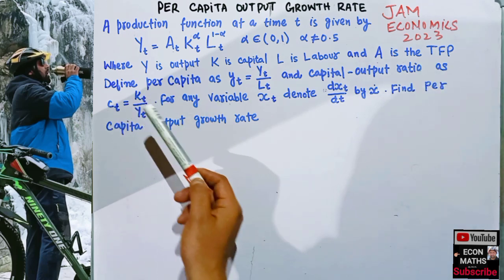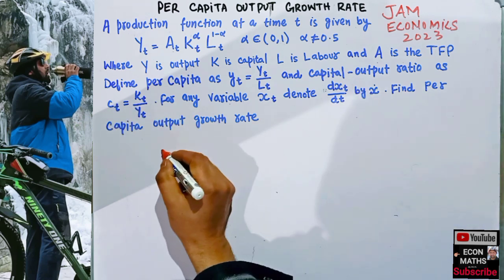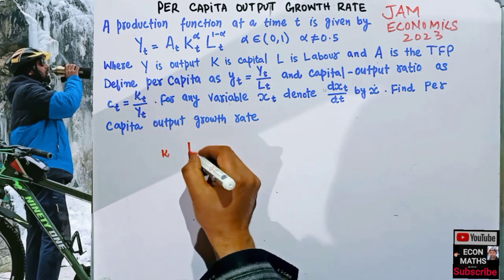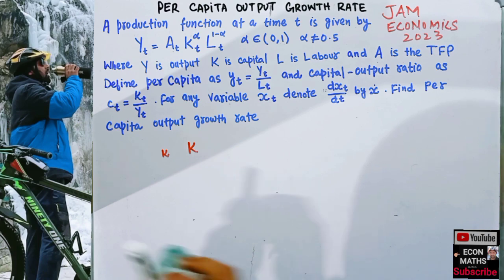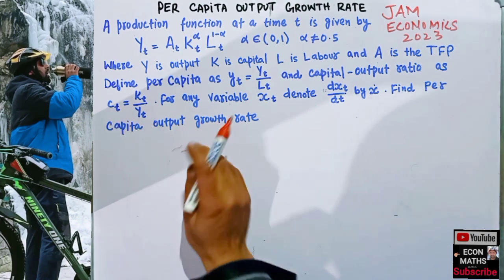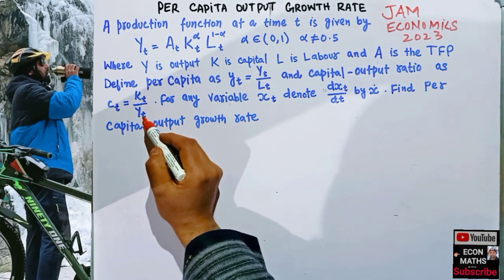And the capital output ratio is defined by C_t = K_t divided by Y_t. Actually, in the question the capital output ratio is denoted by small k_t, but I will not be able to differentiate between capital K and small k here. That's why I have written C in place of the capital output ratio. So our capital output ratio is C_t = K_t upon Y_t.